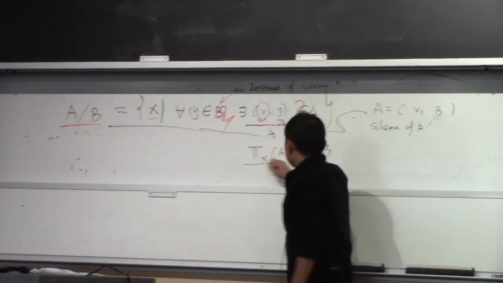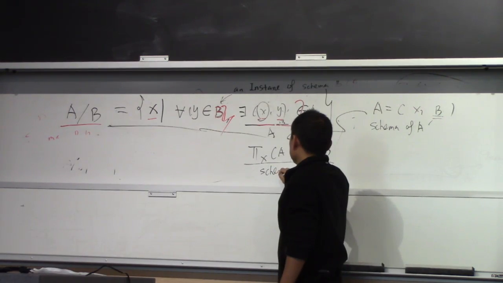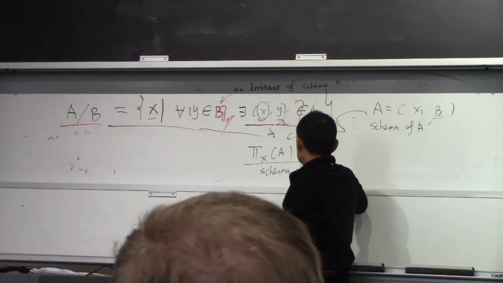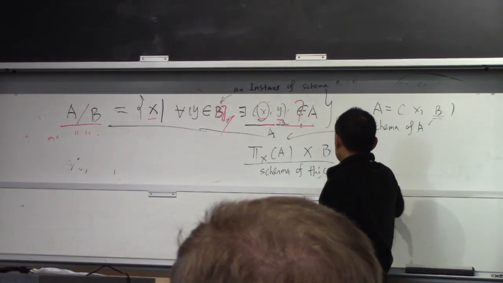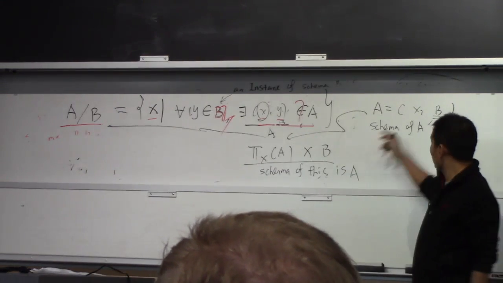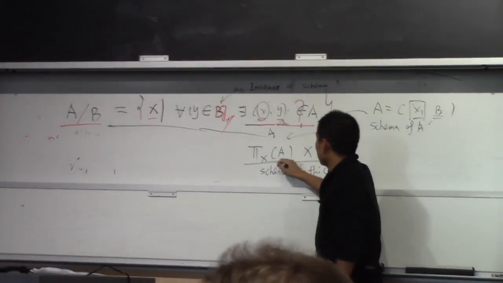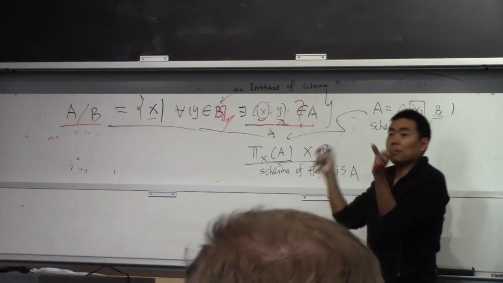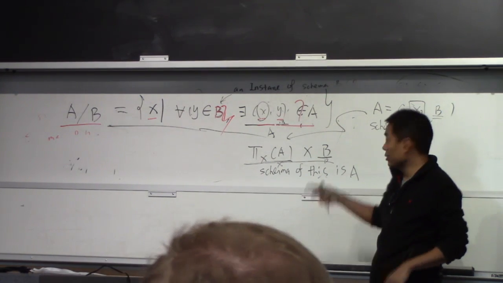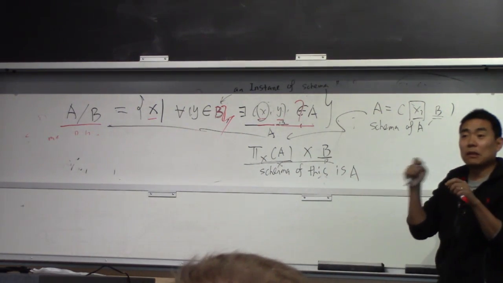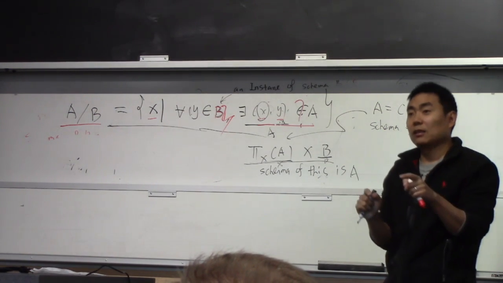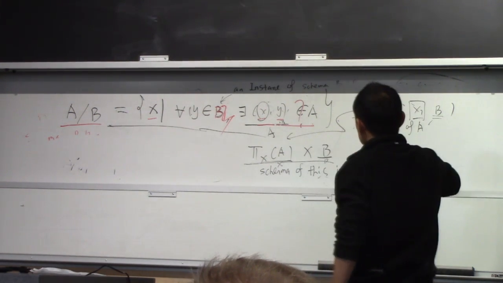So the schema of this operation is A. Why? Because I take the schema of this and project out this part. So the schema of this is X, the schema of this is B, cross product, put them together. So the schema is back to A. But the instance is not. What's the instance of this?